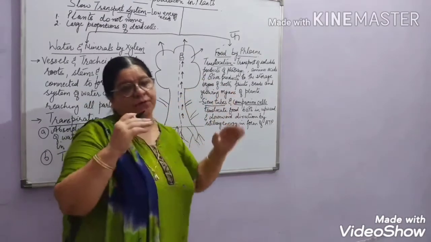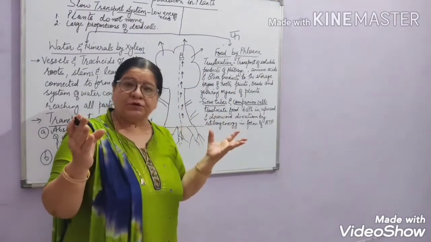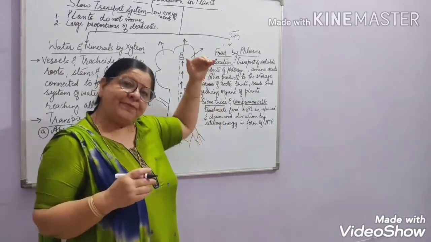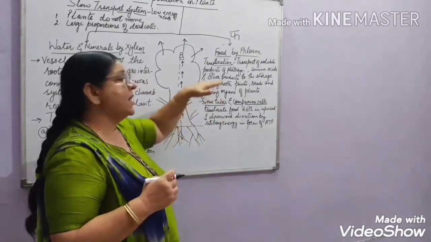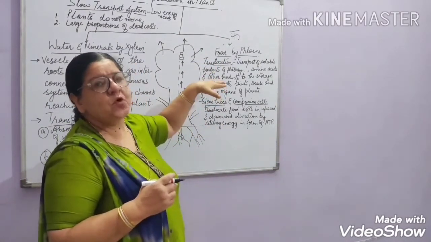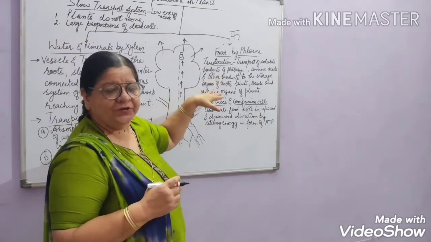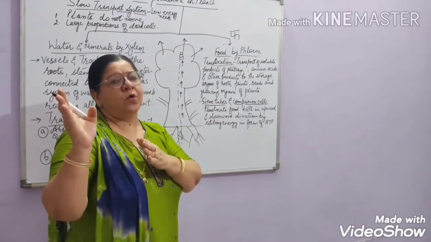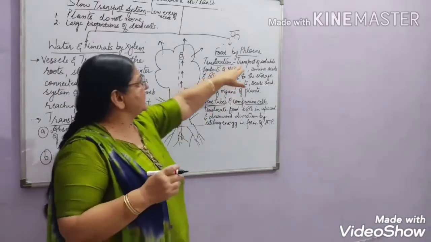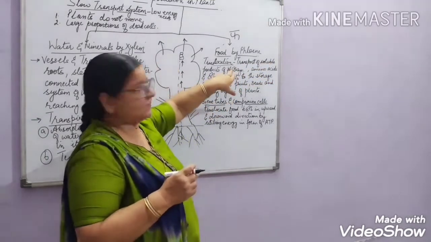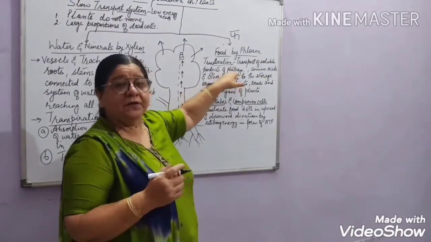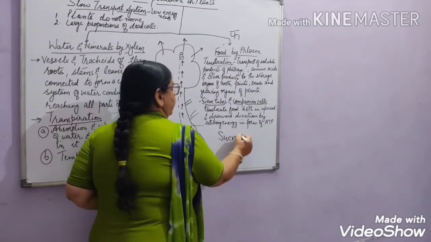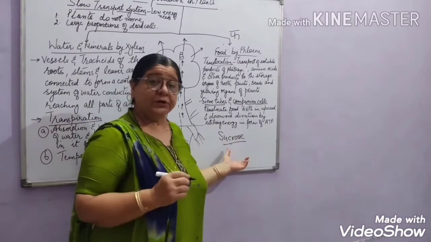But in phloem, when the food is prepared in the leaves, it has to go to all the parts of the plant. So the movement can be upwards also and downwards also. And this movement is known as translocation. That is, from one place it is going to the other place. That is the transport of soluble products of photosynthesis. You know, what are the soluble products of photosynthesis? Sucrose. That is a type of sugar.